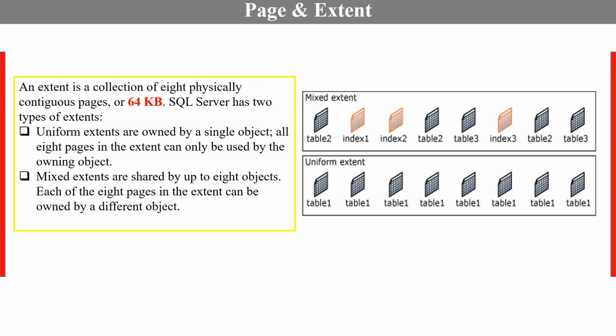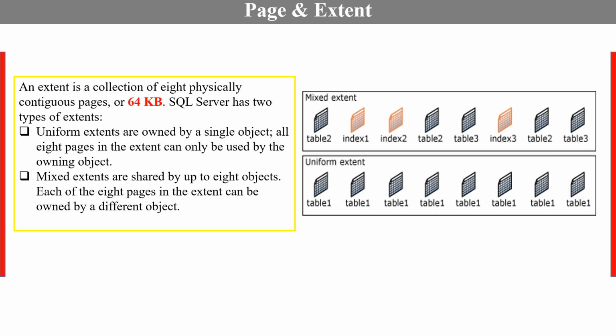There is a concept called extent. In SQL Server, 8 continuous pages we'll call one extent. Means 8 continuous data pages. Again, make a note, everyone: 8 continuous, consecutive data pages we'll call one extent. So in SQL Server, we have two types of extents: one is mixed extents, one is uniform extents.